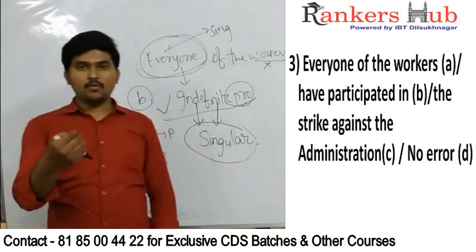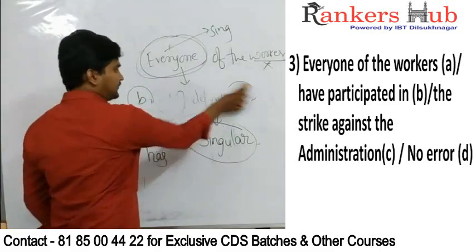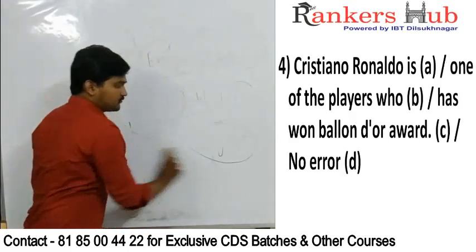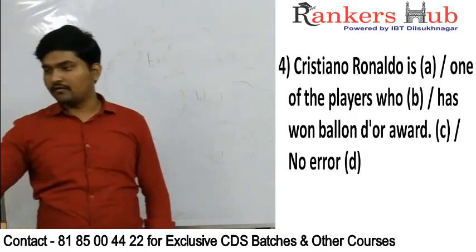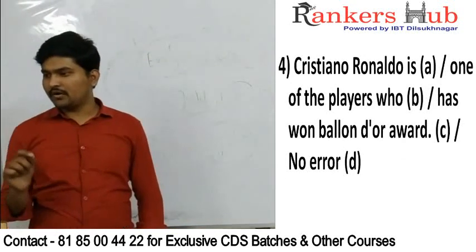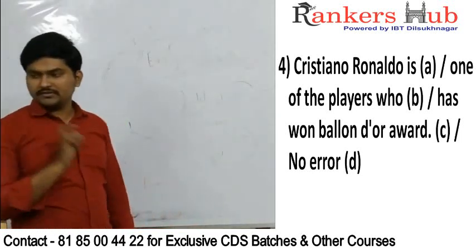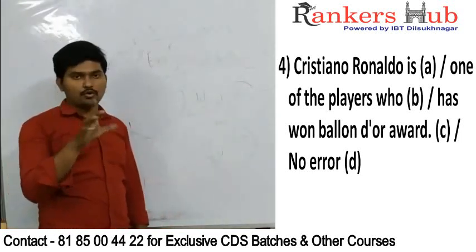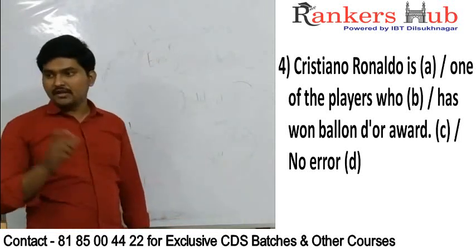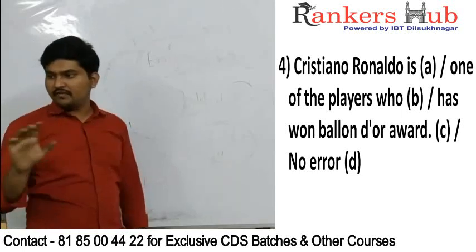See guys, one by one we are going to learn the most important rules of error spotting like this. Okay, now moving on to the very next question. Try to solve question number 4 now. Cristiano Ronaldo is one of the players who has won Ballon d'Or award. Full stop. Now this is the sentence given. Again, error or no error was asked. Again guys, the statement is divided into parts. Cristiano Ronaldo is there in the first part. There is a noun, there can't be an error.